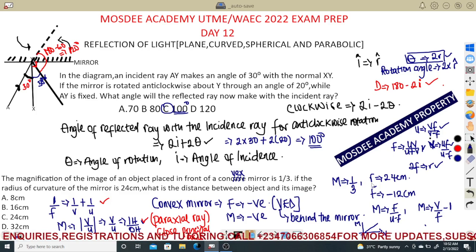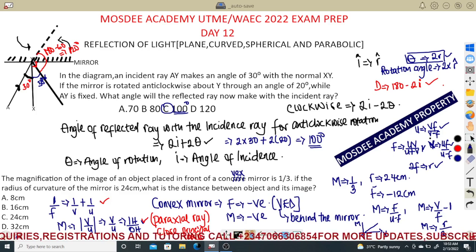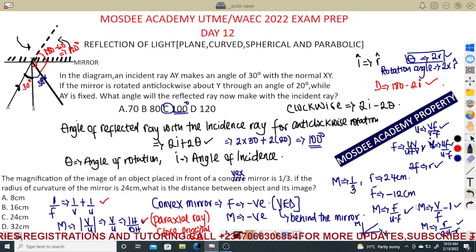You can also generalize it in terms of radius of curvature. You can say m is equal to, I'm just giving you this formula for direct application in direct questions, r over 2u minus r. What I've done here is just, I know r equals 2f, I have only substituted. So all these are generalized forms of magnification, and these are generalized forms of the mirror formula, which you can also write down as a note for direct questions that ask for focal length when all these parameters are given.